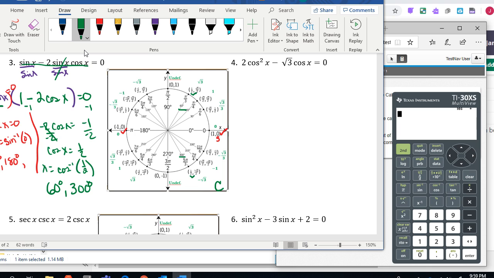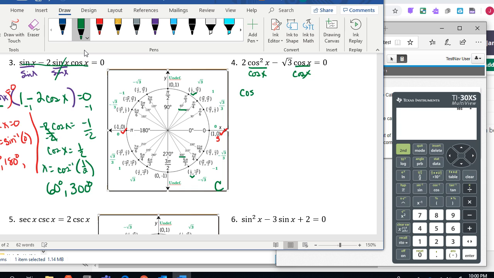All right, going to the next one. This one's a little different because I have cosine squared x and a cosine. Oh, no, it's still the same. Sorry, I was thinking I had 3 terms. I only have 2. So what I'm going to factor out here is cosine x.